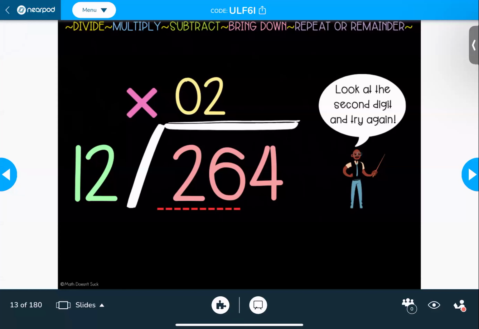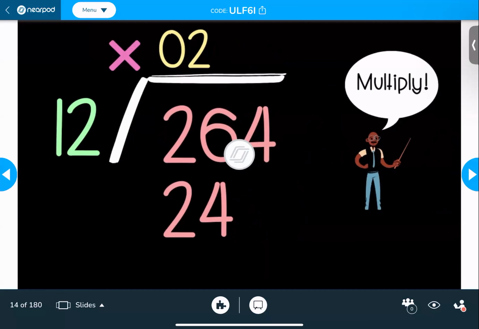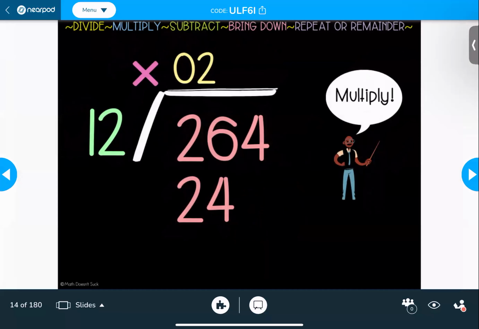So that's my division. How many groups is the divide? I'm going to put that on top. Next step then is to multiply. When I'm multiplying, I'm saying if I'm taking 2 groups of 12, how many am I taking in total? So 2 times 12 is 24. I'm taking 2 groups of 12, but that means I'm actually taking 24 pieces.